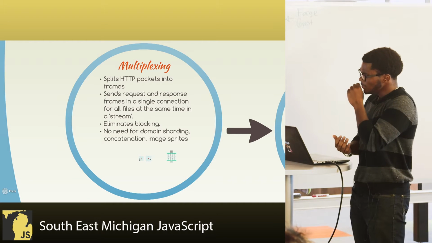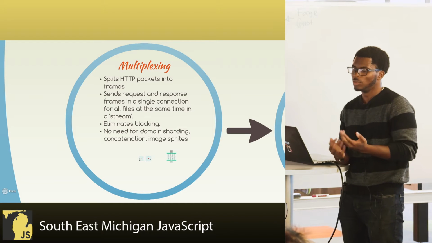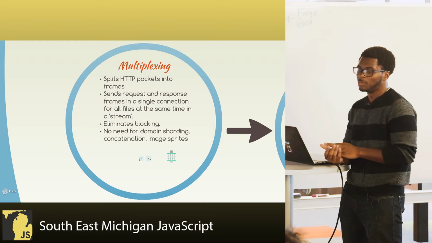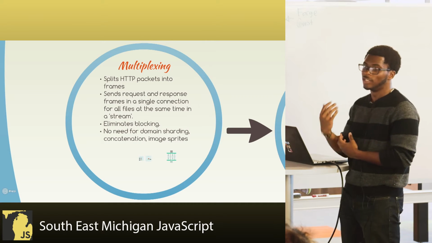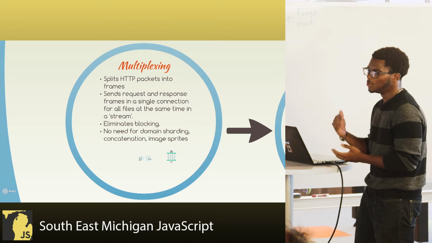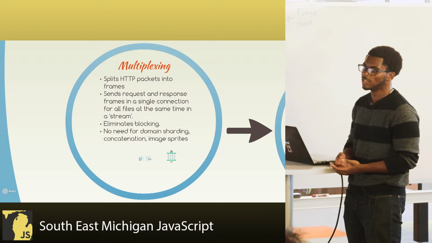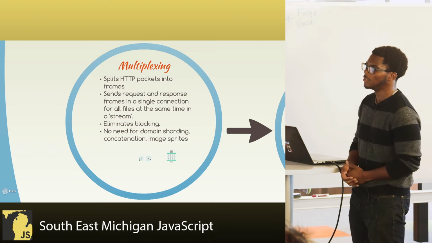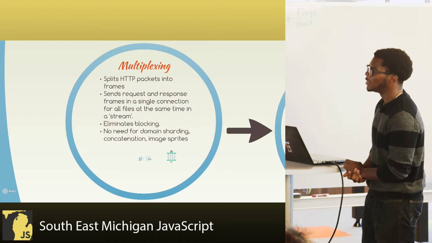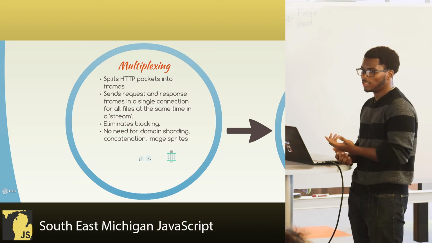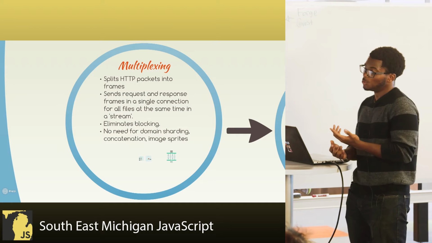And then it allows you to send more than one request and response per stream, or per connection, I'm sorry. That reduces the amount of overhead you have to create every time you create a TCP connection. Because normally you'd have to create a new connection every time you wanted to get a file, or every time you wanted to send a request, you'd have to establish a connection with the server. Now you only have to do that once. That eliminates that overhead, and eliminates really the need for domain sharding, concatenation, image sprites. You really don't have to do it.